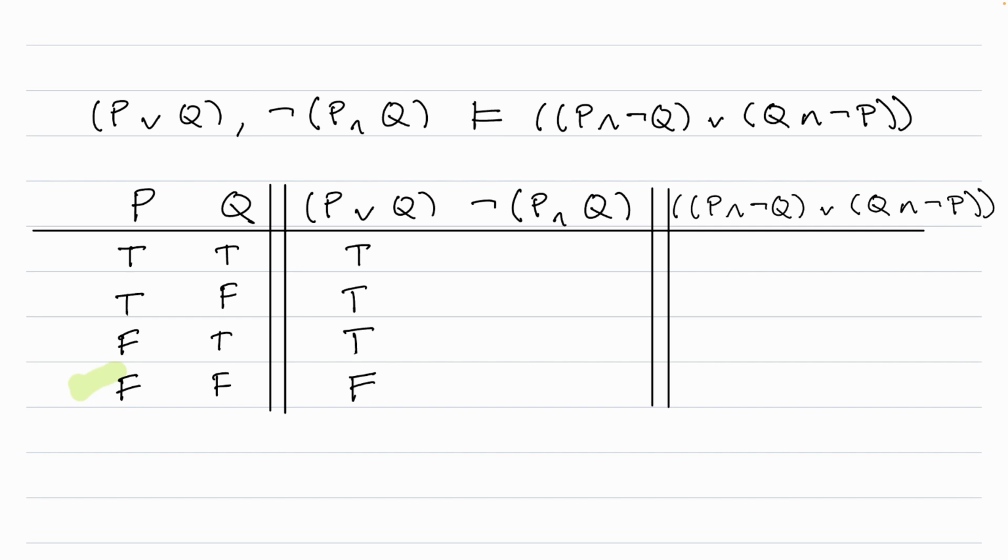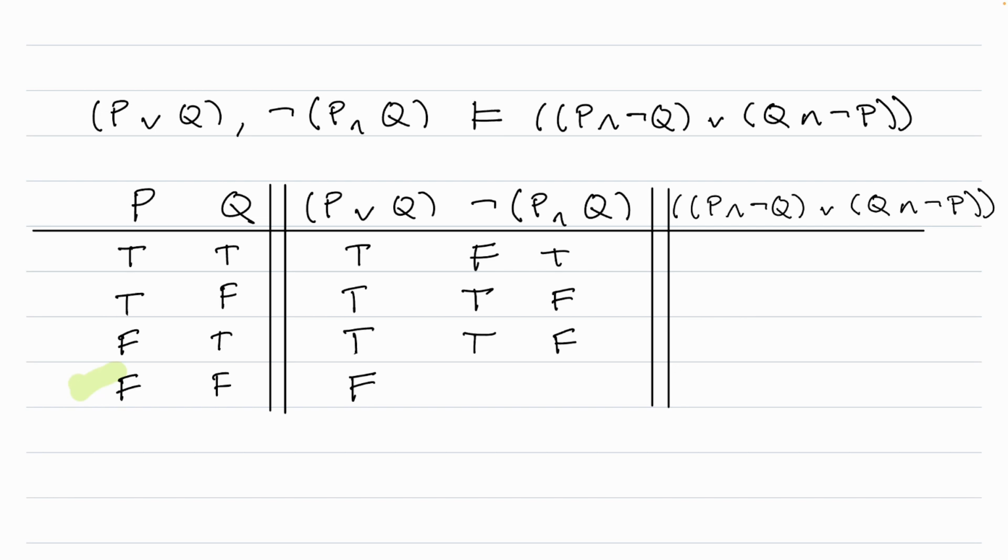The next simplest formula is the second premise, not P and Q. The conjunction P and Q is true on the first line and false on the second and third, so the negation of P and Q is false on the first line and true on the second and third. We don't have to worry about its truth value on the fourth line because we already know that can't be a bad line.